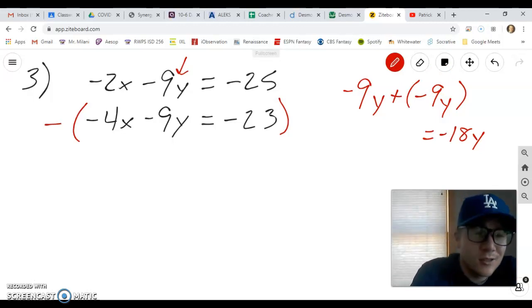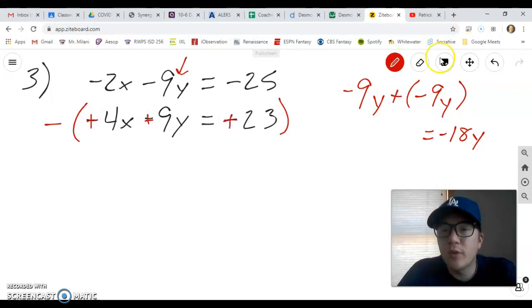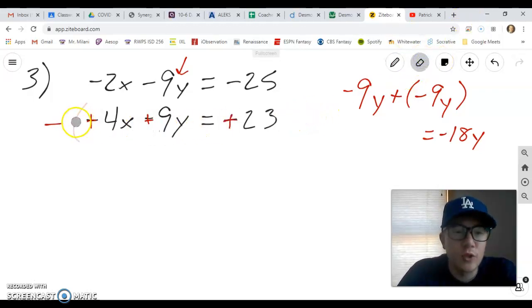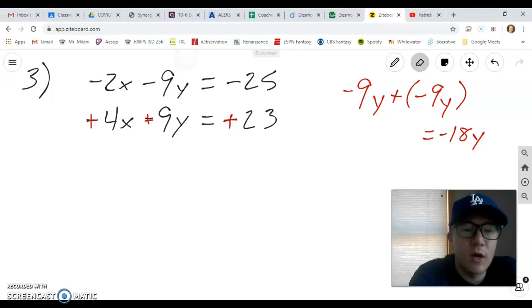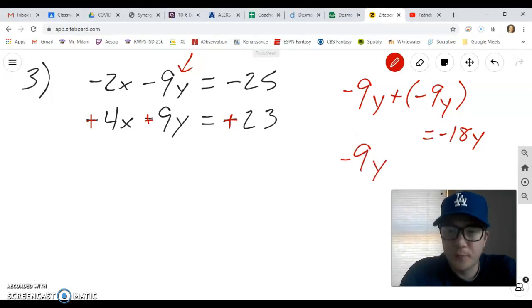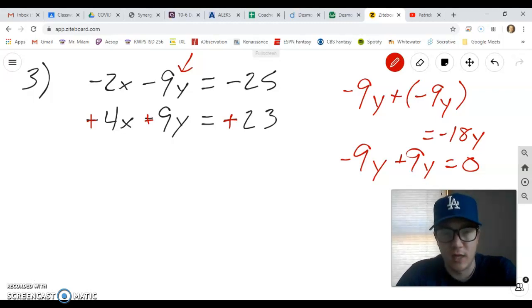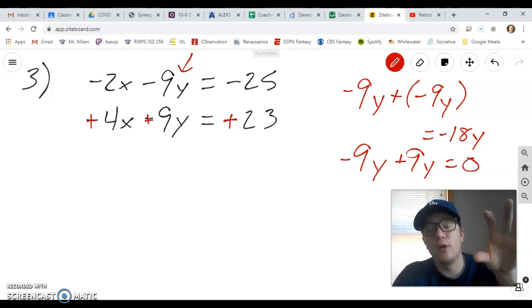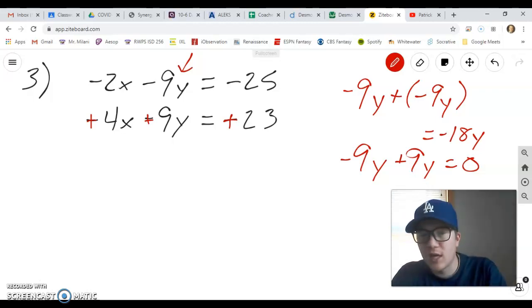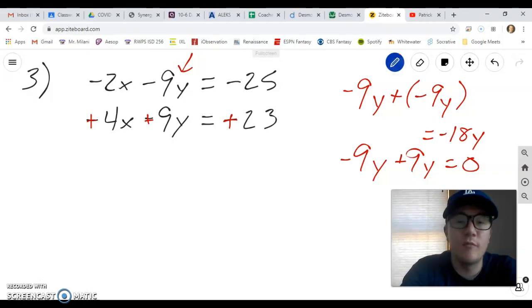Really all that does is change this to addition, this to addition, and this to addition. If you multiply something by a negative, it just switches all the signs. So now, with this as our equation, I have negative 9y plus 9y, which is going to equal 0 for me. Now I have a situation where I can cancel. So if you look like you have a match, but they have the same sign, where they're not going to cancel each other, just multiply that bottom one by a negative, and it will switch all their signs. Now you're looking at the exact same thing that we've been doing.